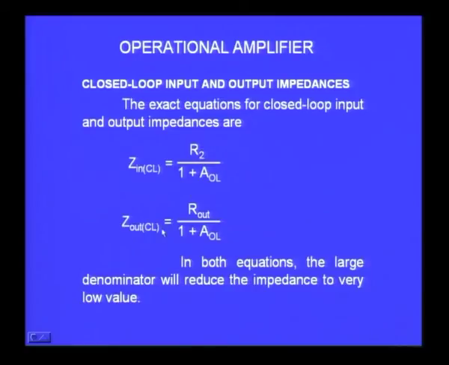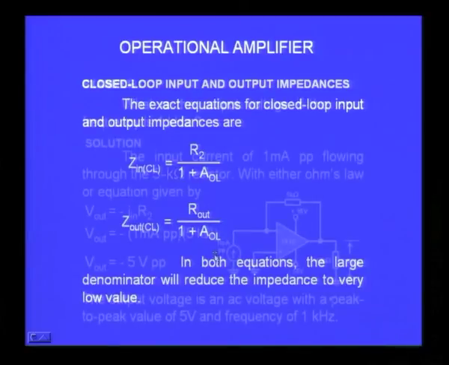Similarly the output resistance with closed loop configuration is R output without feedback divided by 1 plus AOL. Again this is going to be a very very small value at the output also. So both the input and output impedances will be reduced to a very low value by this feedback. Now let us take an example.